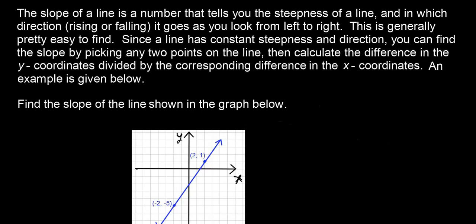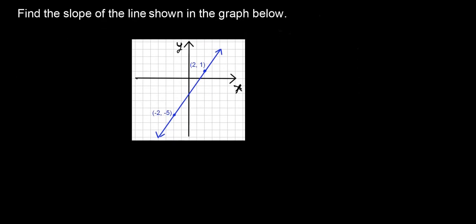Okay, so there's a graph of a line. And I've labeled 2 points on the line, the points having coordinates -2, -5, and 2, 1. And so I'm going to use those 2 points to find the slope of this line. So here I go. All right, the slope, as I mentioned, I'm going to take the difference in y coordinates, which in this case, the y coordinates are 1 and -5. So I'm going to take the difference in them, 1 minus -5. And I'm going to divide by the corresponding difference in x coordinates, which would be 2 minus -2.